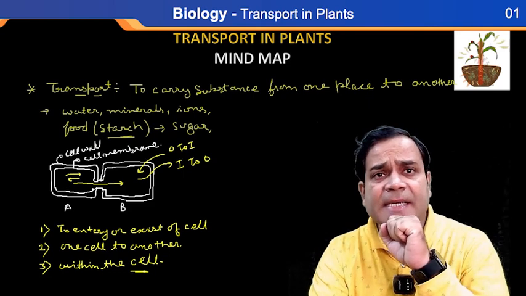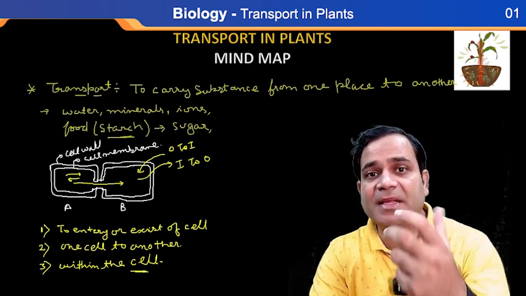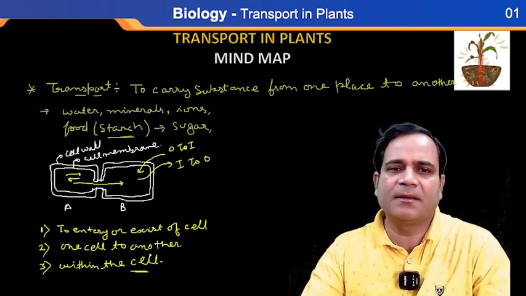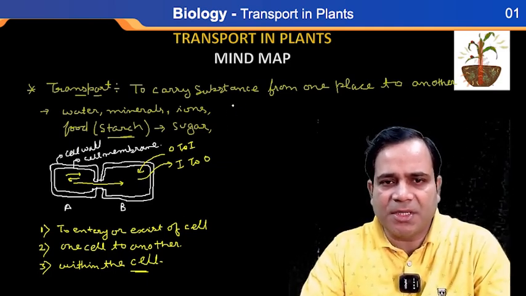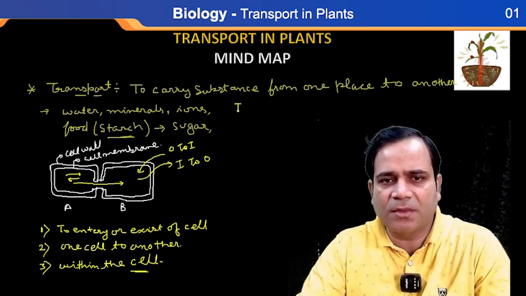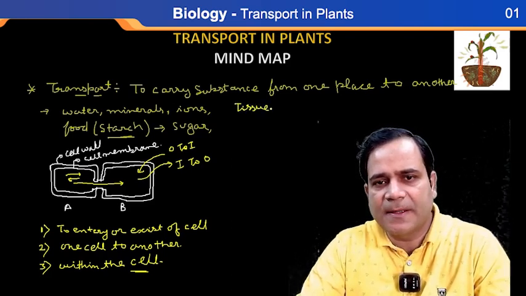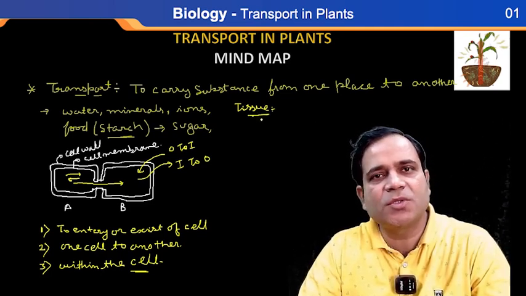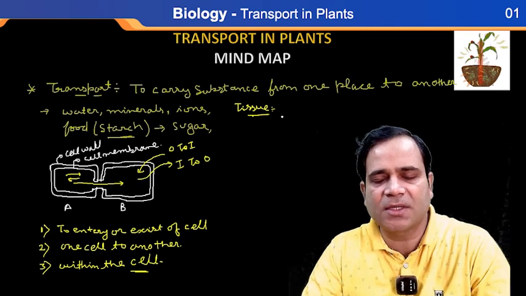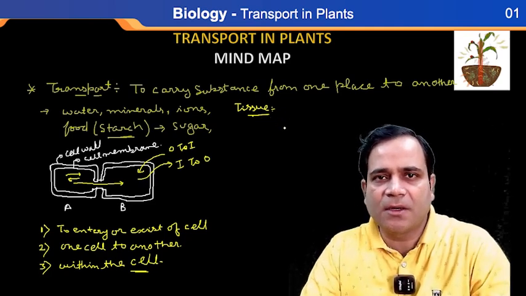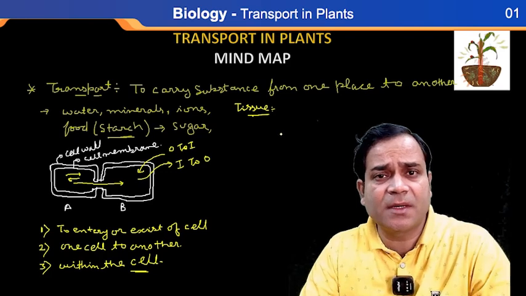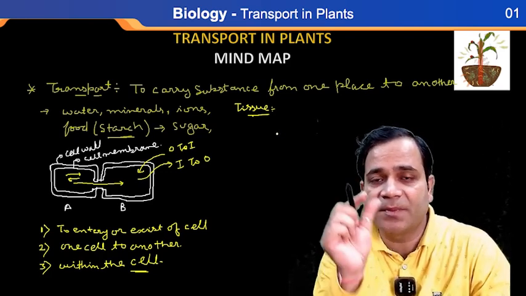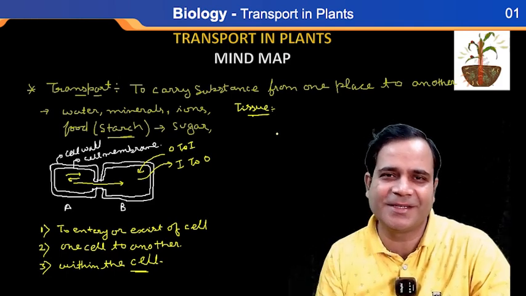Now the question is, sir, by what means does the transportation take place, my dear? Okay, this was the point. The means is tissue, and you all know what tissue is. You know the tissue? The study of tissue is known as what? Histology, yes, good, you are right. The study of tissue is known as histology. But my question here is, what is tissue? Getting my point, what is tissue?